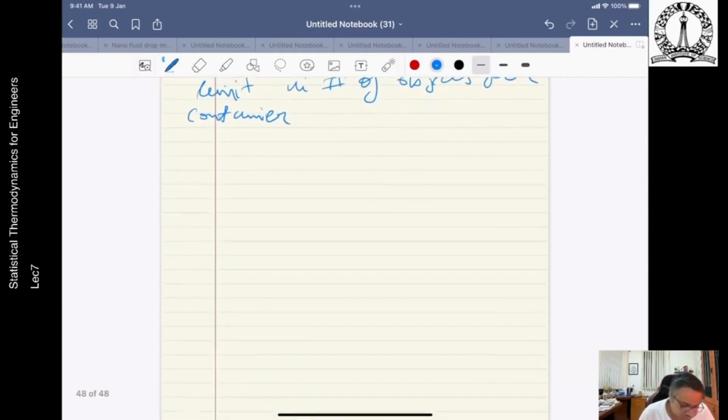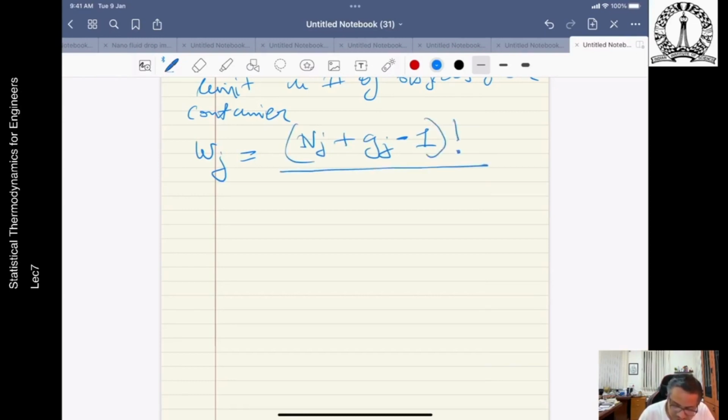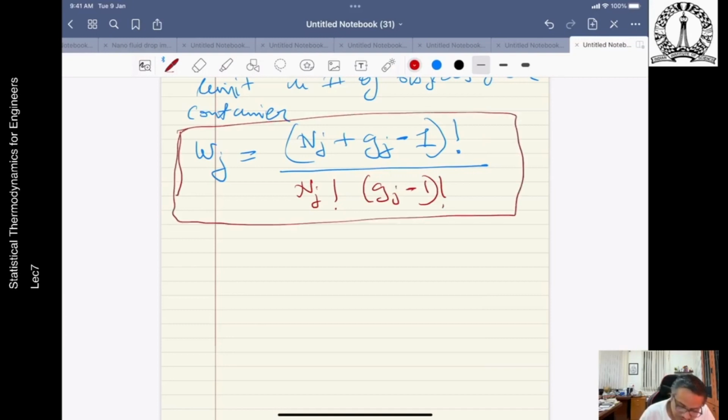Got it? Per container. So therefore we write it as Wj is equal to (Nj plus Gj minus 1) factorial divided by Nj factorial times (Gj minus 1) factorial. Okay, so these are the number of arrangements that we have.